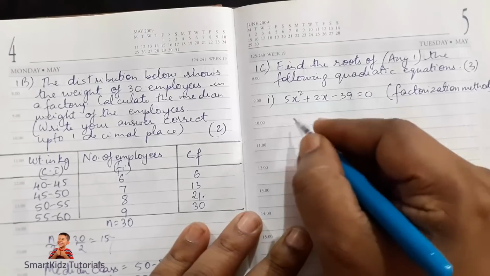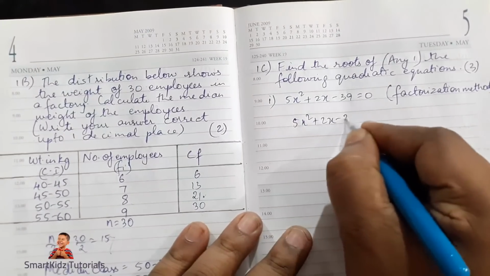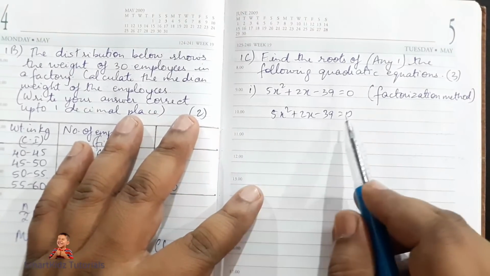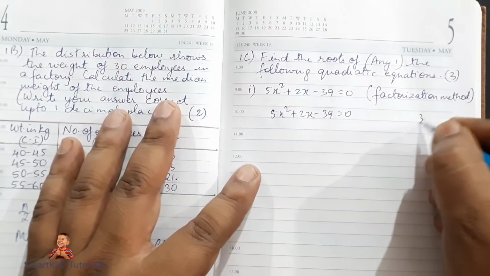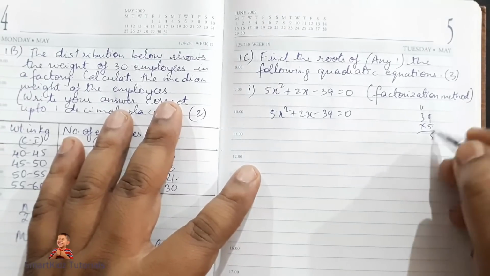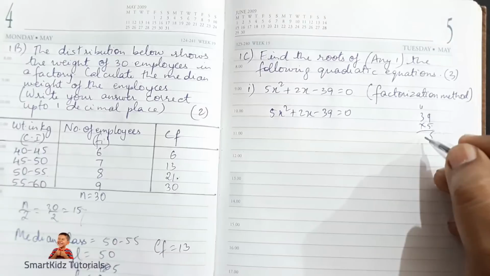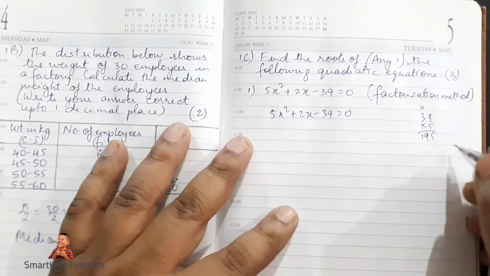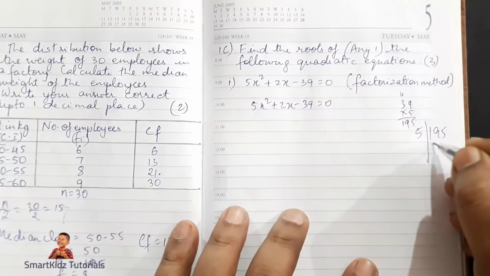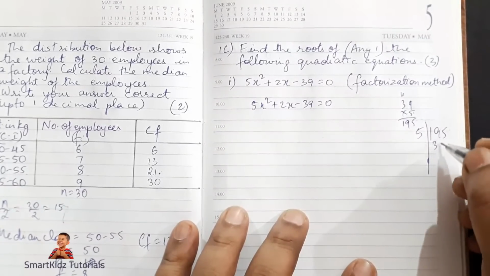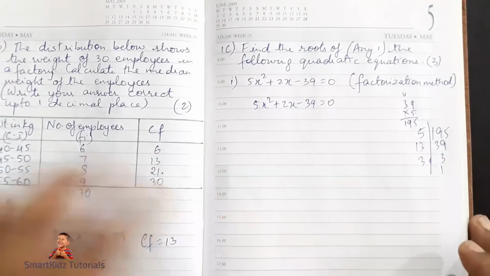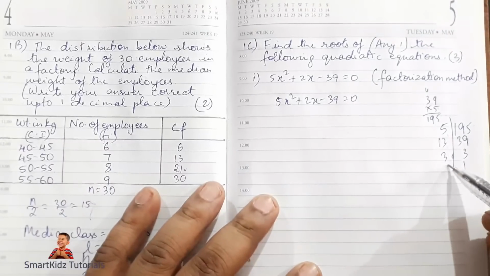So let's do that. We have 5x squared plus 2x minus 39 equal to 0. First we'll multiply the first and the last terms, so that would be 39 into 5. 5 9s are 45, carry 4, 5 3s are 15 plus 4, that would be 19. So 195. Let's find the factors of 195. 5 3s are 15, 5 9s are 45, 13 into 3 is 39. So 5, 13, 3 are our factors.